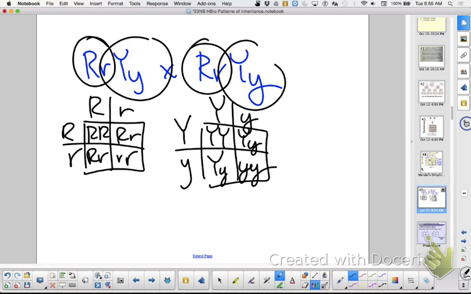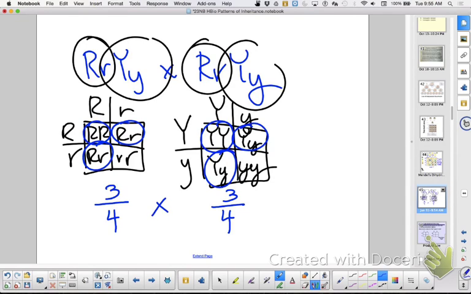Now, how many of them would have turned out dominant, round, and yellow? This one's round, this one's round, this one's round. How many? 3 out of how many? 4. How many would have turned out yellow? 3 out of 4. Let's do some probability. 3 times 3 is 9. 4 times 4 is 16. See how we did that?